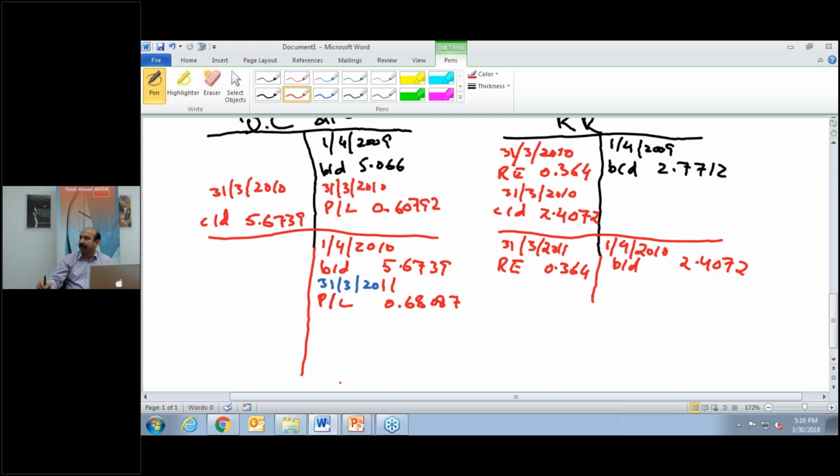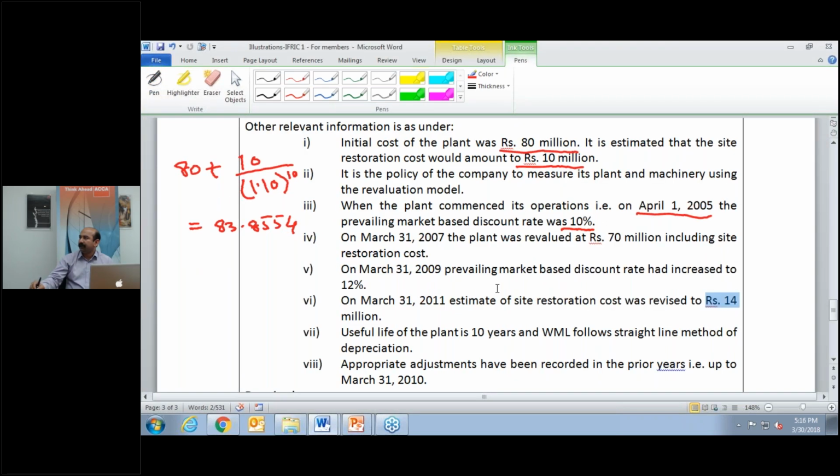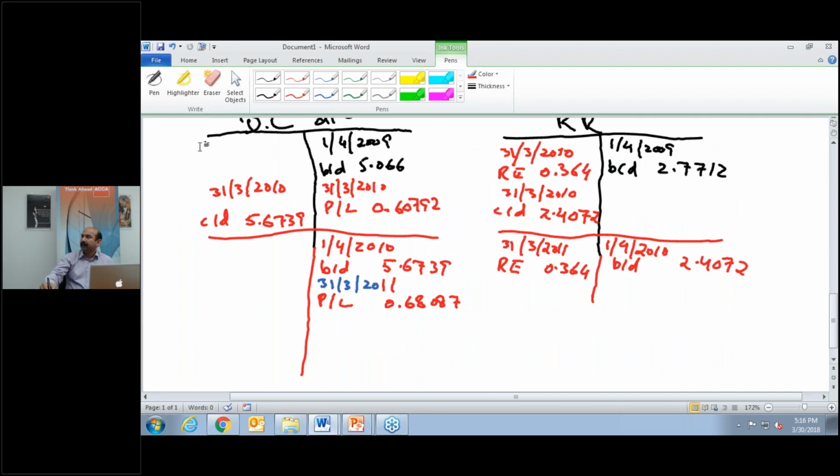Now what happened? As we can see from the question, the question says now the estimate of site restoration cost is 14 million. Okay, no problem, 14 million. This means the initial estimate was 10 million, which was discounted at 10%, and subsequently it was discounted at 12%, and we made that adjustment.